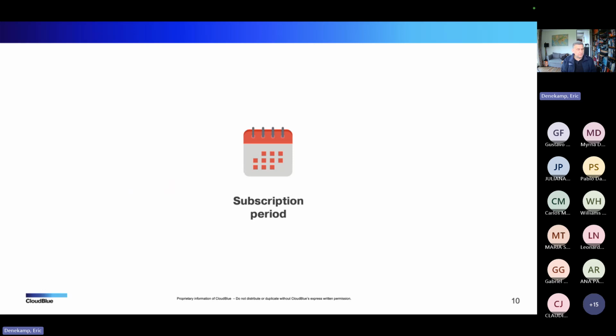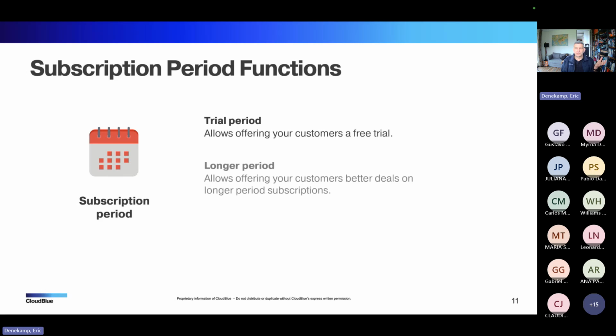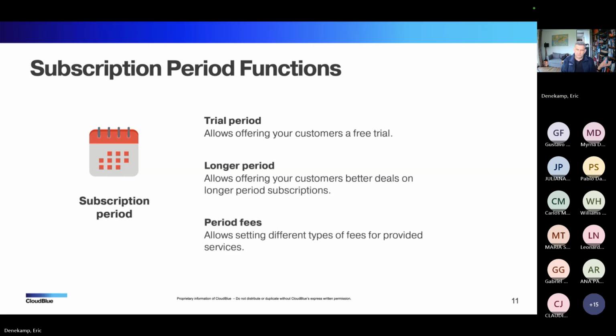Another thing we see is the subscription period. Like I said, if a customer buys it for a year, we will see that it was purchased for a year. We also see what options there are. Free trials is an option. Longer periods for better deals, for instance. Different types of fees for services are there. So everything that we discussed in the service plans, setting up a service plan module, comes back into that subscription because all this information is there.